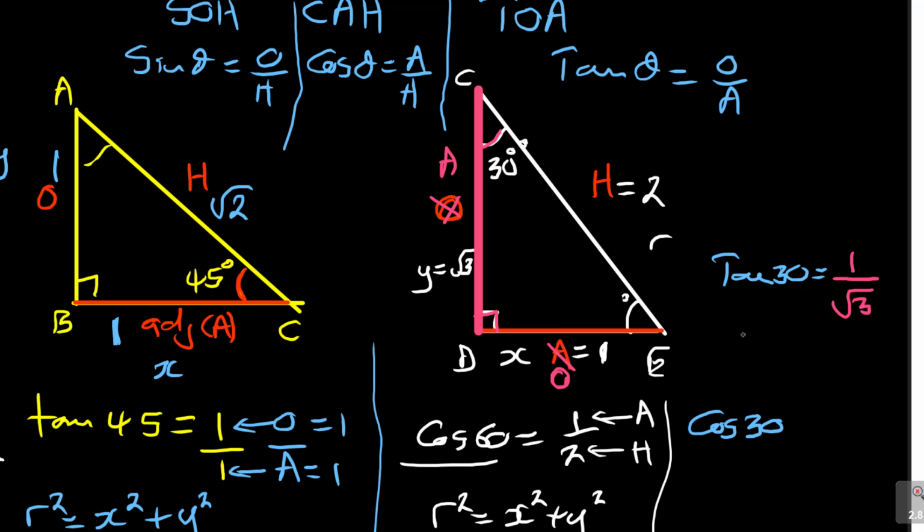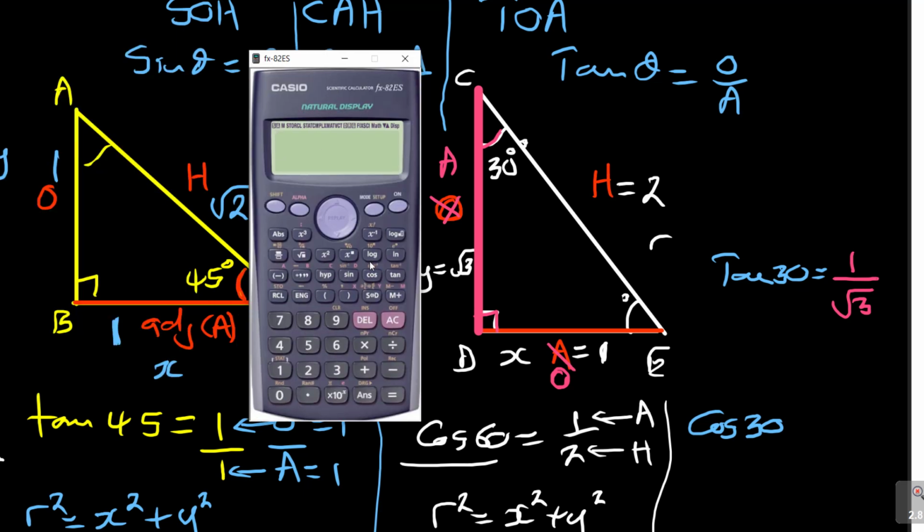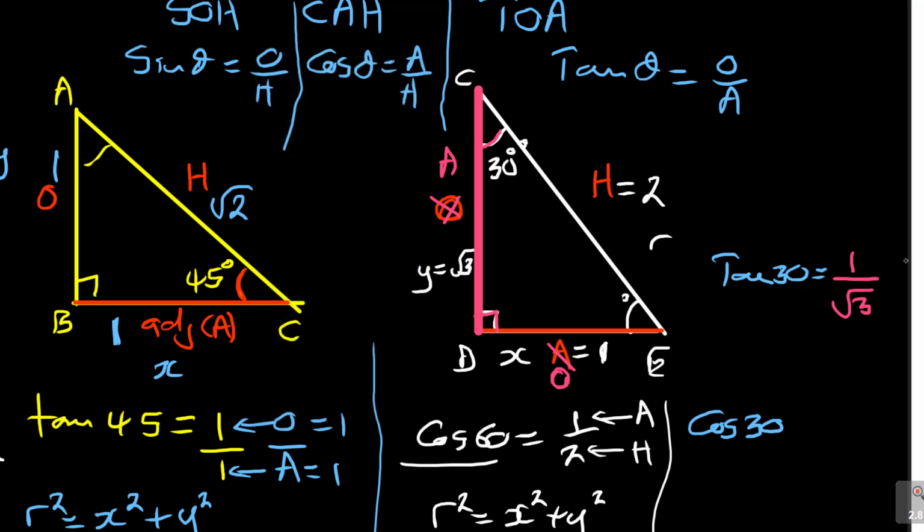So now look at this. I'm getting tan 30 is 1 over root 3, but the calculator cannot give me 1 over root 3. But if I punch tan 30, that's where you have to just be careful. Tan 30 is equal to root 3 over 3. So this is the same as root 3 over 3.